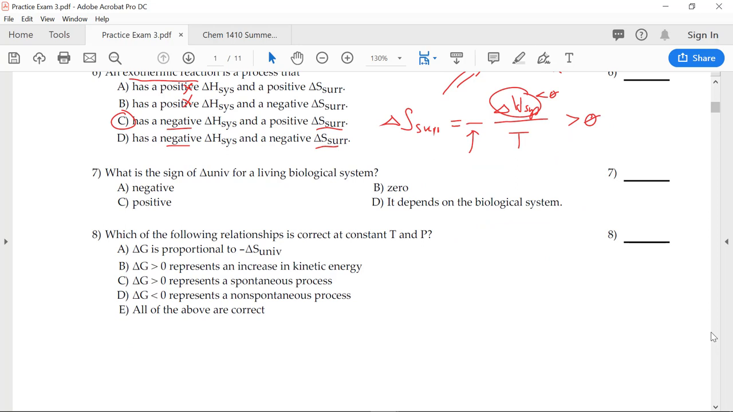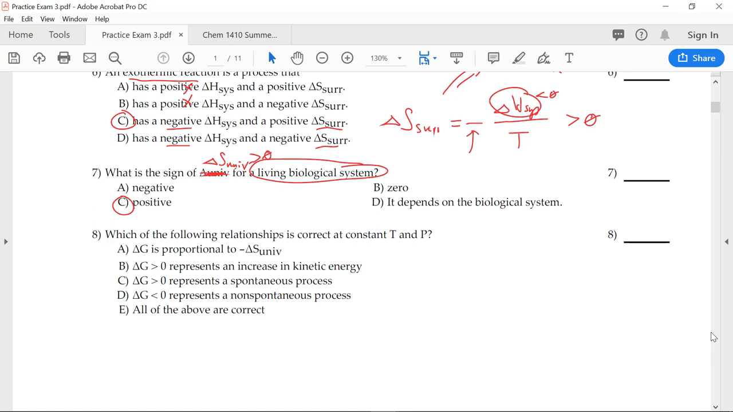Let's look at question number 7. What's the sign of the delta S universe for a living biological system? Basically, we need to understand one thing. All living biological systems occur naturally, which means this process is going to be spontaneous. All naturally occurring processes are spontaneous. According to the second law of thermodynamics, for any spontaneous process, the delta S for the universe is greater than zero, or the total entropy of the universe will increase. So that's why this is positive.